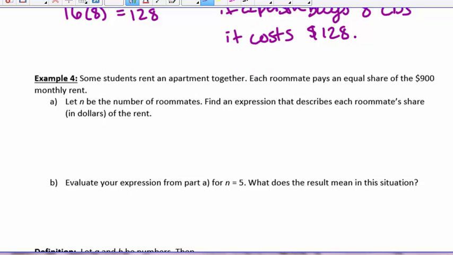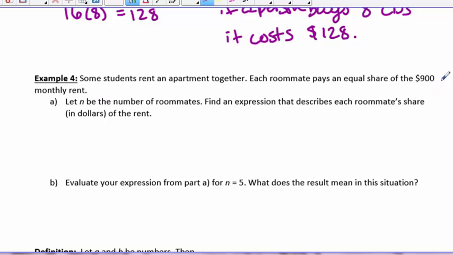Example 4. Some students rent an apartment together. Each roommate pays an equal share of $900 in monthly rent. Let N be the number of roommates. Find an expression to describe each roommate's share.